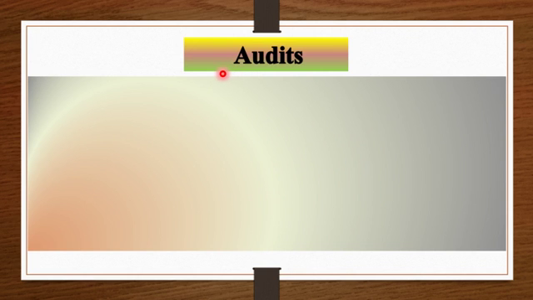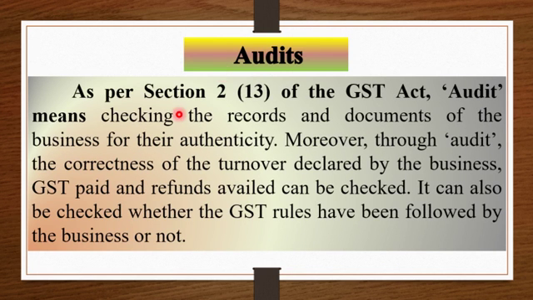So, GST audit procedure of conducting the audit, as per section 2 subsection 13 of the GST Act. Audit means checking the records and documents of the business for their authenticity. Moreover, through audit, the correctness of the turnover declared by the business, GST paid and refund availed can be checked. It can also be checked whether the GST rules have been followed by the business or not.